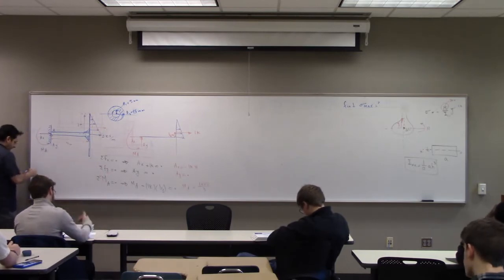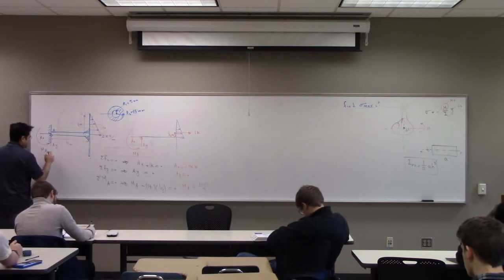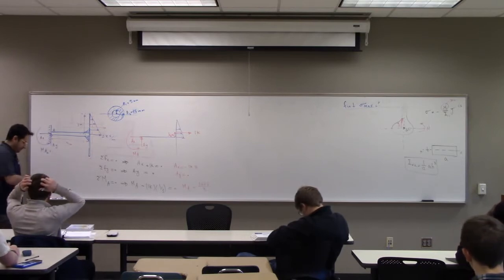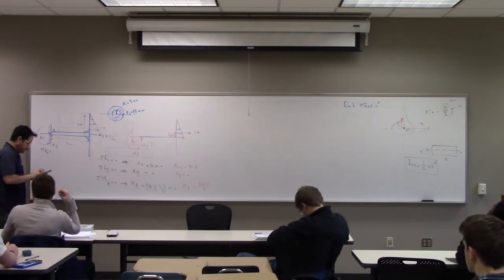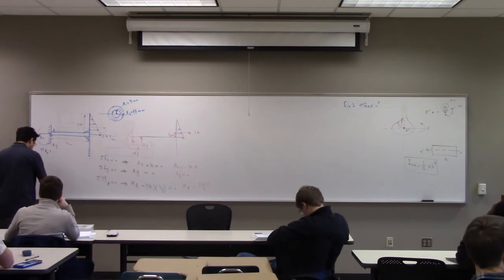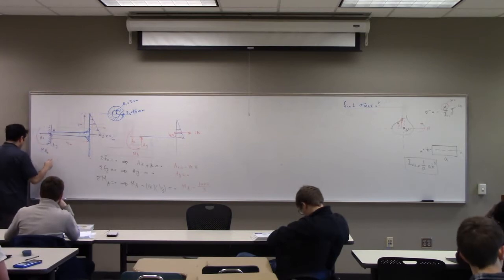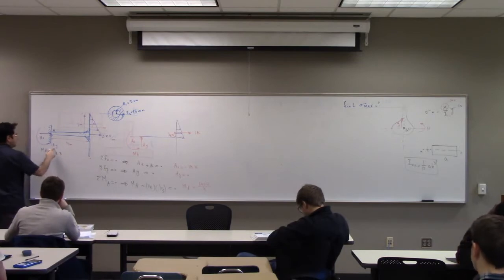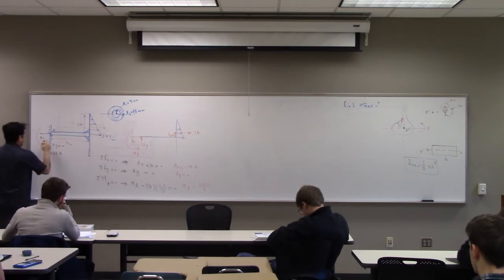So, let's put it here. MA is equal to 333, divided by 3. Yes, MA equals that, AY is 0, AX is equal to negative 1K, negative 1000.